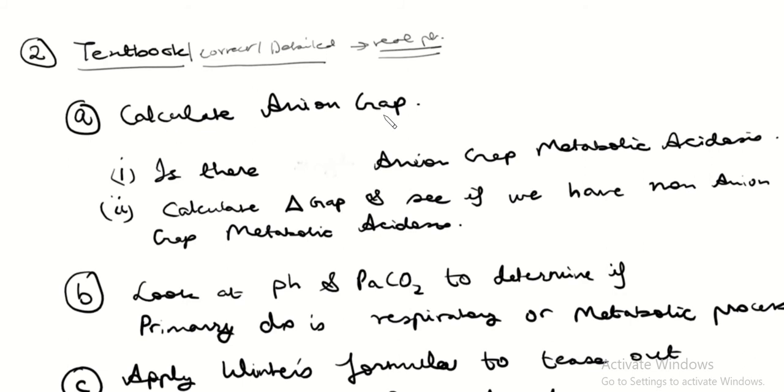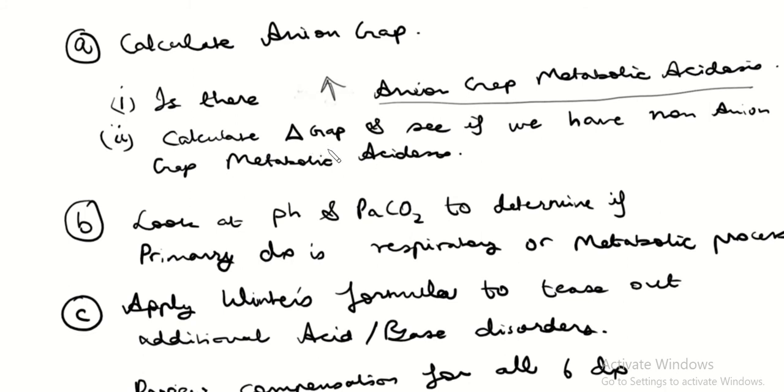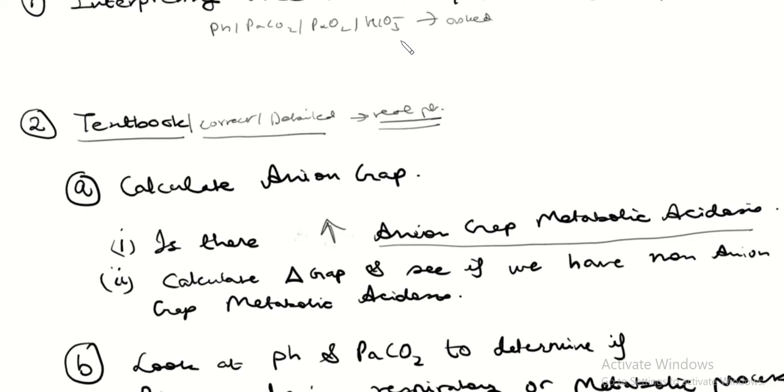First step is calculate the anion gap. If there's an anion gap, you have high anion gap metabolic acidosis. Then we calculate the delta gap and see if we have a non-anion gap metabolic disorder in there. And that has the potential to give you two disorders right off the bat without even looking at any of the pH, PaCO2, PaO2, and bicarbonate. It's just looking at our salt and bun.